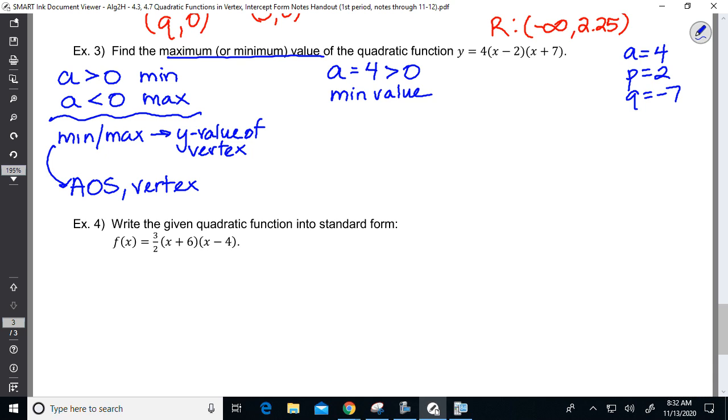So to get the minimum value, you need the y value of the vertex. To get the y value of the vertex, you have to find the axis of symmetry. P plus q over 2. 2 plus negative 7 over 2. Negative 5 over 2, negative 2.5. If you want to leave it as a fraction, negative 5 over 2, that's fine. It's more so your personal preference. So, there's your axis of symmetry.